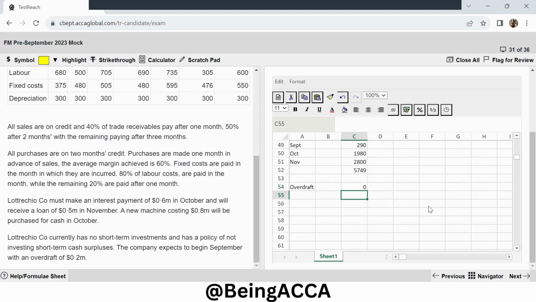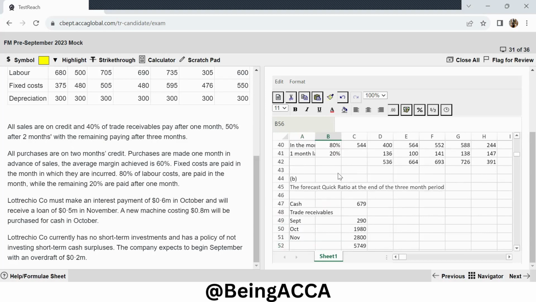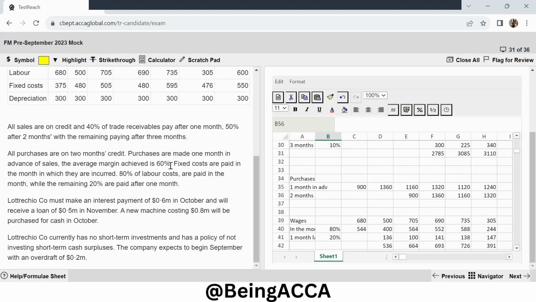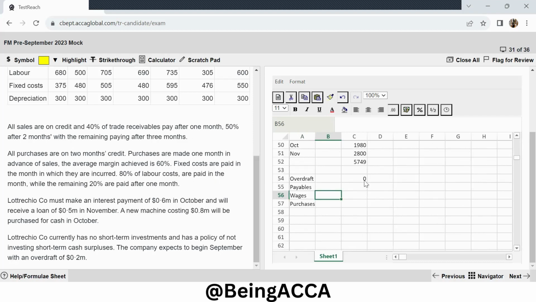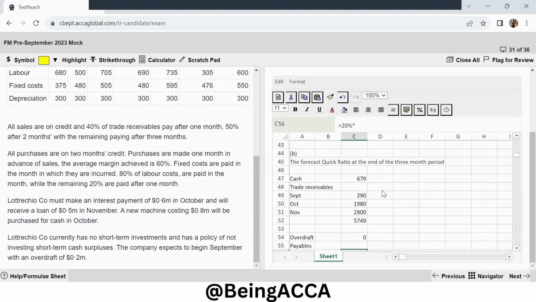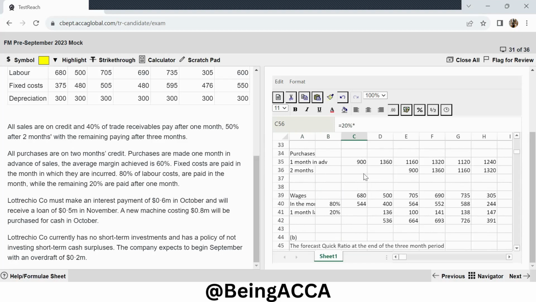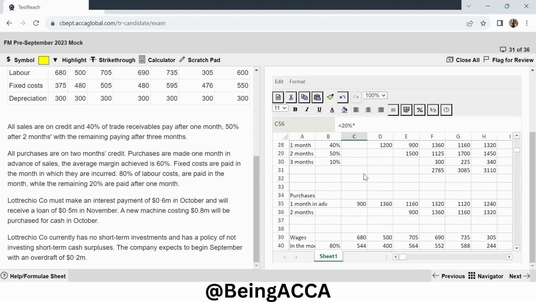So our overdraft has gone to zero. And then we have our payables. Our payables are what we have to pay for our materials and wages. So wages and purchases. With respect to our wages, we are going to have to pay 20% of our November wages. So 20% multiplied by the wages that we have for the month of November. This is for the month of November.